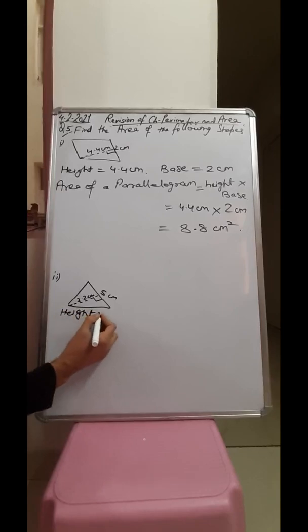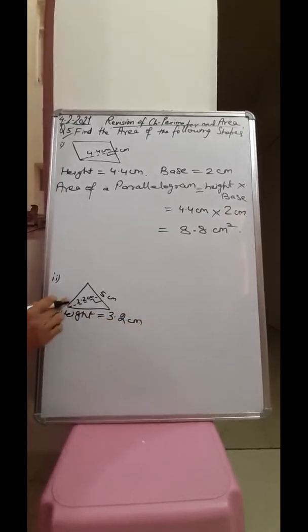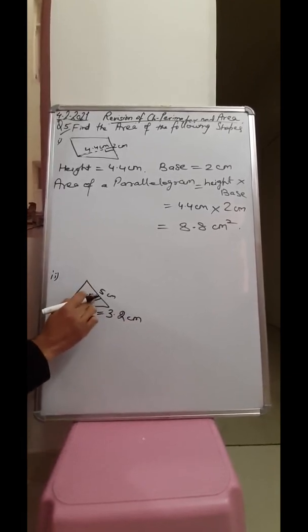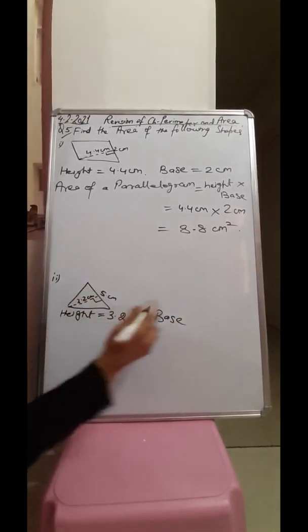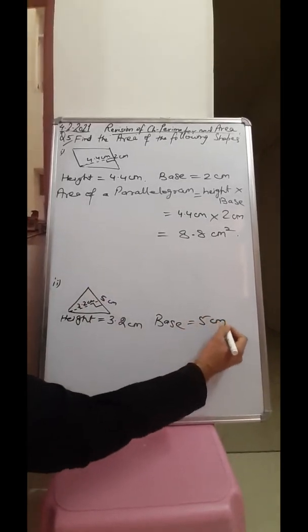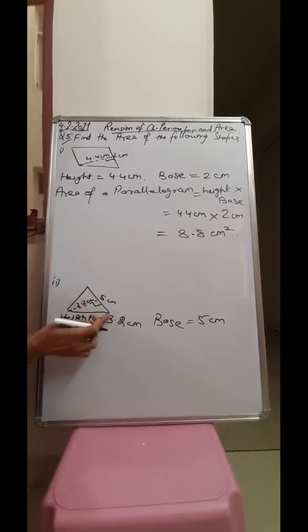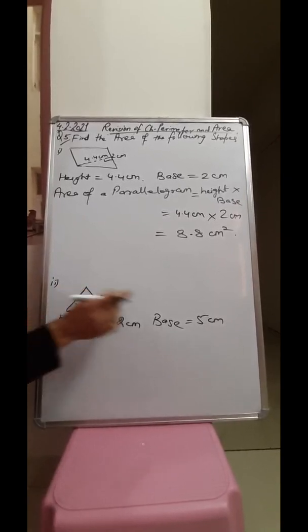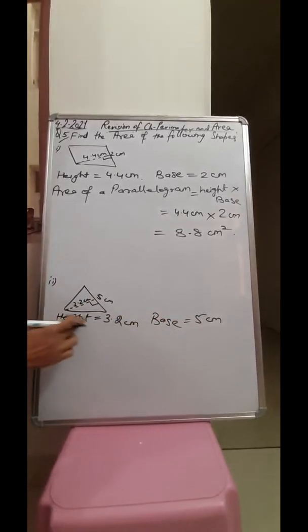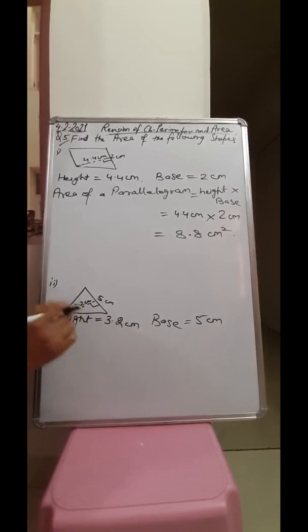This height is 3.2 centimeter, and this height is falling on this base. So that means the base will become 5 centimeter. Why is the base 5 centimeter? Because this perpendicular is falling on this side. Where the perpendicular is falling on any side, that will be considered as a base, and the height will be making an angle of 90 degree. So the height is 3.2 centimeter.